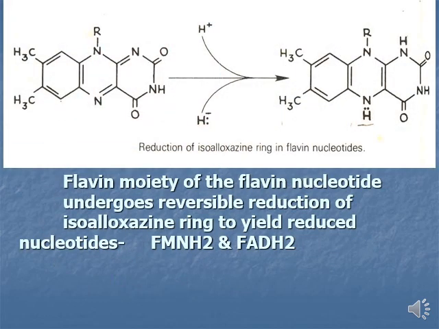The flavin moiety of the flavin nucleotide undergoes reversible reduction of the isoalloxazine ring to yield the reduced nucleotides known as FMNH2 and FADH2.